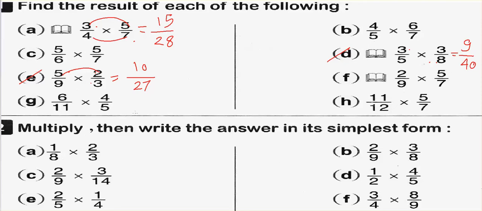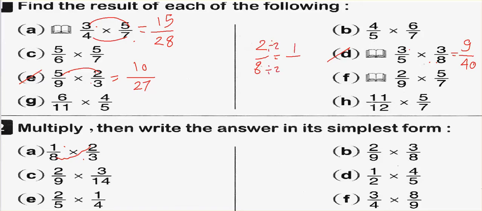What about the second group? If we say multiply, then write in the simplest form. Multiply 1 over 8 times 2 over 3. We see that there are no common factors between 1 and 3. But what about 2 and 8? We can divide by 2. If we have 2 over 8, we can divide it by 2 up and down. 2 divided by 2 and 8 divided by 2.